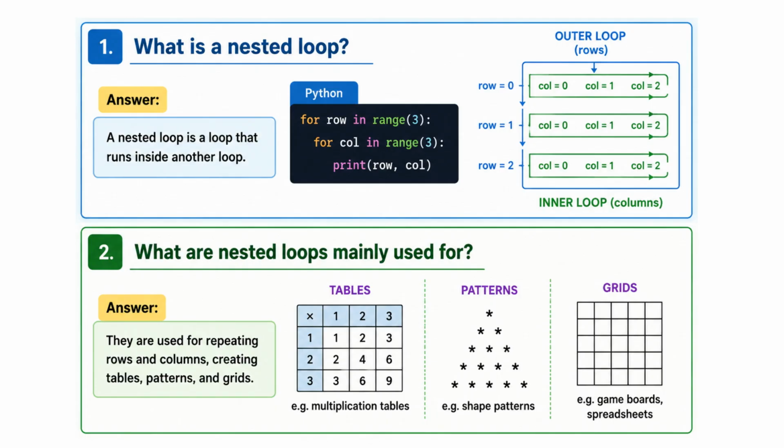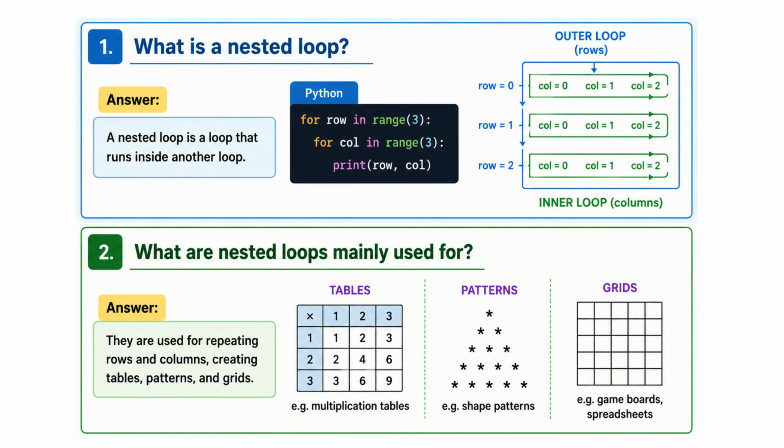This is why the output shows every combination of row and column values, such as 0, 0, 0, 1, 0, 2, then 1, 0, 1, 1, 1, 2, and so on. Nested loops are useful whenever you need to repeat one task inside another.